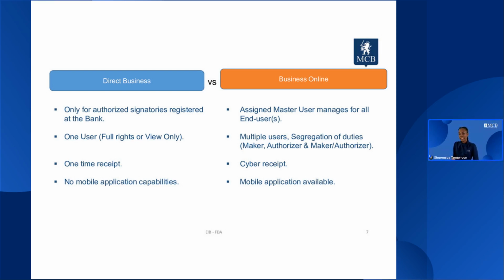One of the most common complaints that we had on the current system is the receipt. It's only available at the time of authorization of the payment. And if our clients, for some reason, did not print it at that moment, they will not have the receipt anymore. Now, with the new platform, we have cyber receipts, which you can access at any time. And of course, direct business does not have a mobile application, and our new platform does.